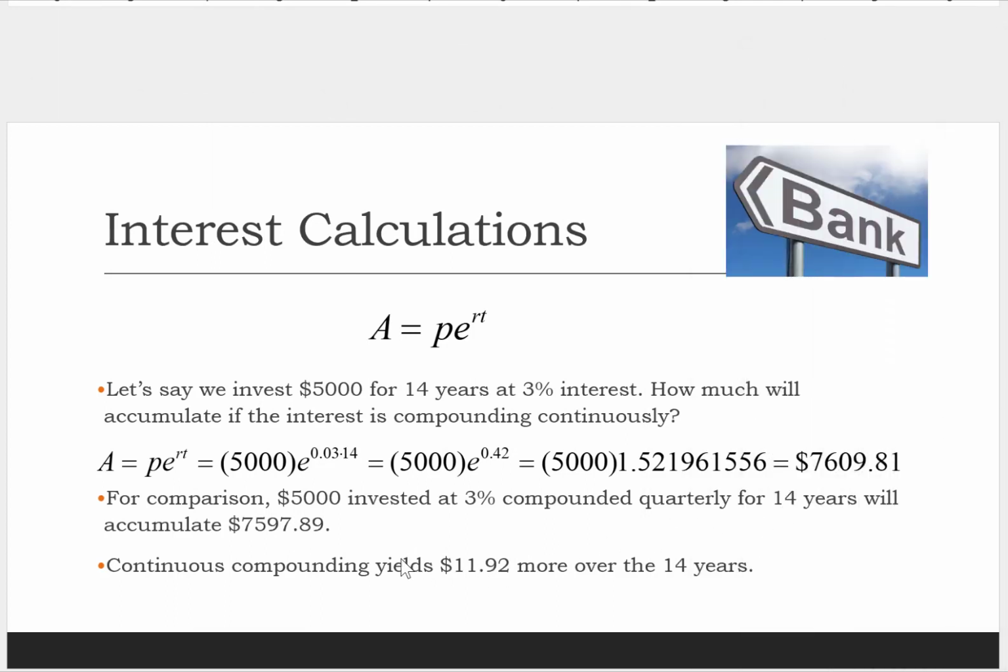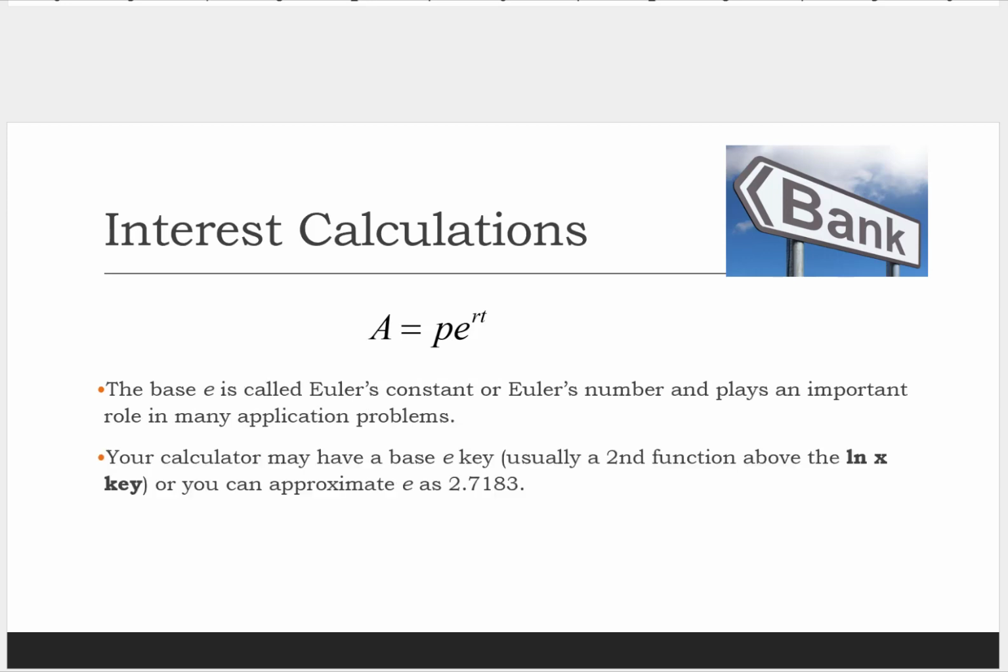And then just to compare, I went ahead and calculated $5,000 invested at 3% compounded quarterly for 14 years, and that would accumulate $7,597.89, so a little bit less. The continuous compounding yields $11.92 additional over the 14-year period. You can also approximate, as I said on the slide back here. If you don't find that key on your calculator, you can also use for the base e 2.7183, and your answers will come out close enough.